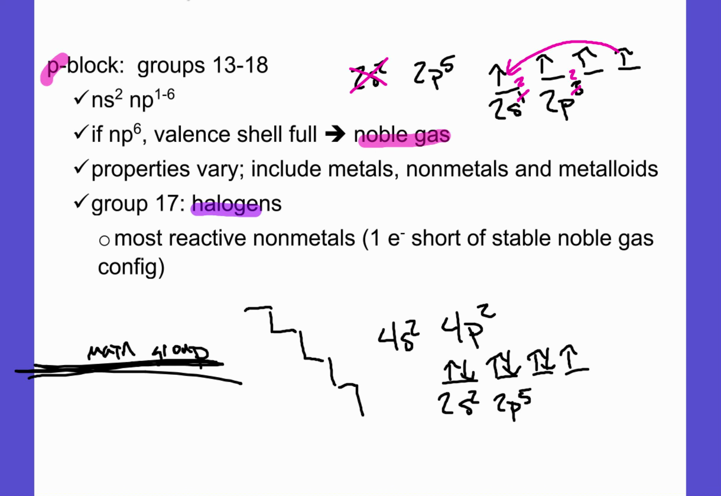So fluorine will do about anything in its power to gain an electron to get to that point, which is why they are the most reactive nonmetals. Fluorine is the most reactive nonmetal, but fluorine, chlorine, bromine, and iodine are among the most reactive nonmetals for a reason. They're 1 electron short of being a noble gas, so they're going to do about anything they can to get it.